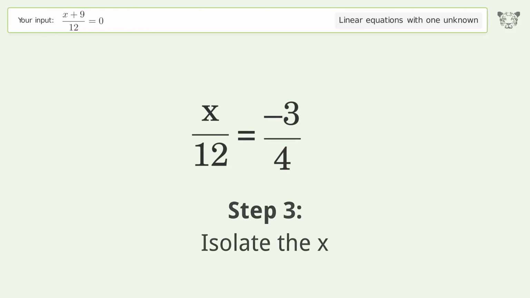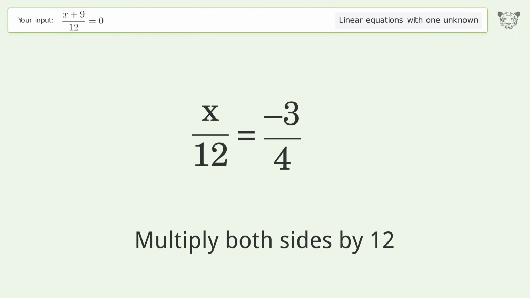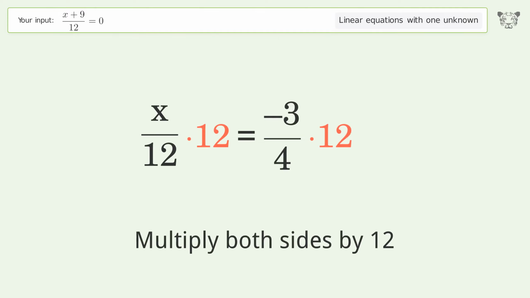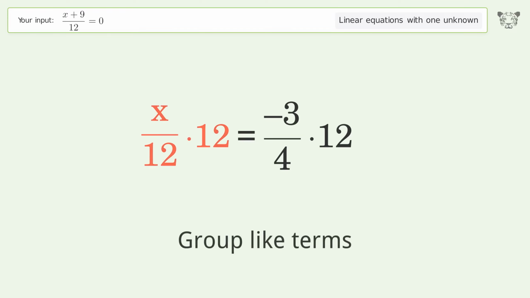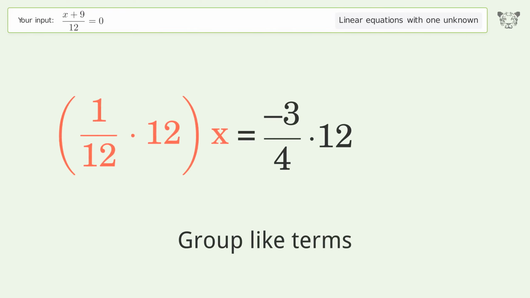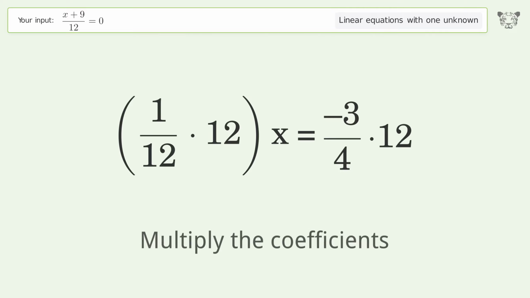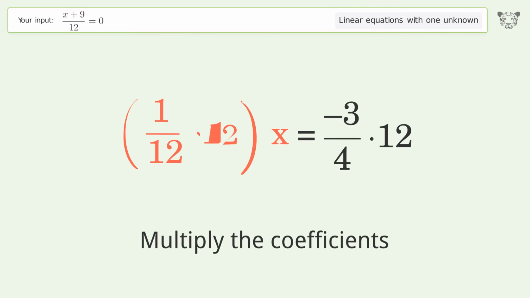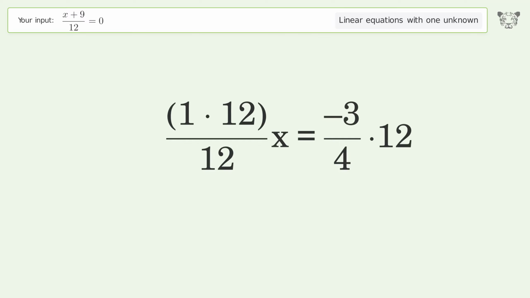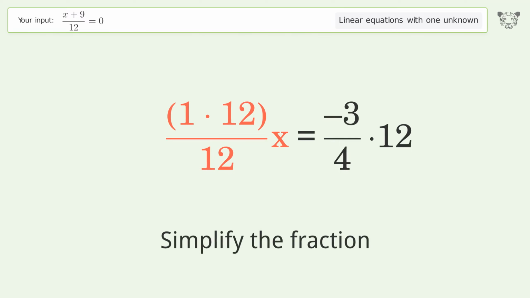Isolate the x. Multiply both sides by 12. Group like terms. Multiply the coefficients. Simplify the fraction.